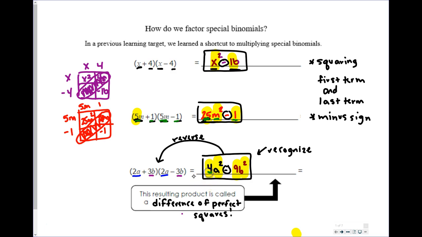What's the square root of 4? 2 and 2. What's the square root of a squared? A and a. What's the square root of 9? 3 and 3. What's the square root of b squared? B and b. And then plus and minus sign. Okay? So that's always going to be true as long as they're actually squares.